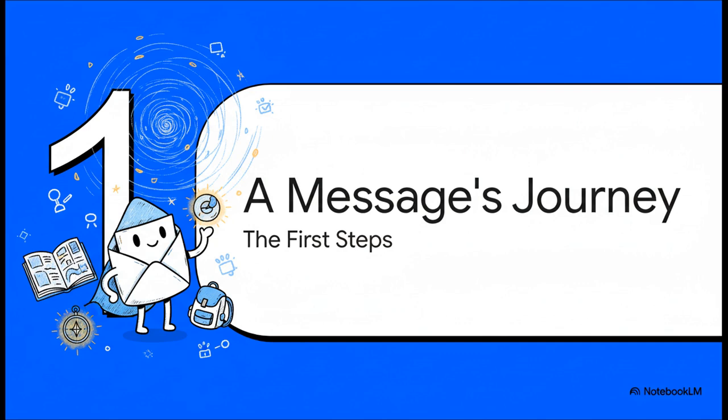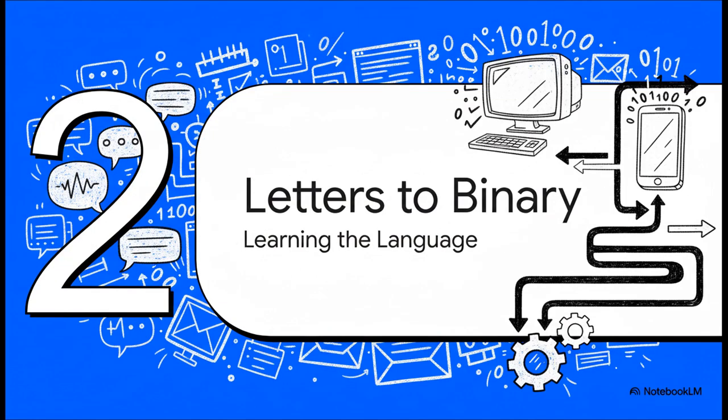Our message is basically the hero of this story, and it's about to go on this epic quest through a wild world of digital networks. But before it can even leave your phone, it has to get ready for the trip. This is where it all starts. The very first hurdle is a language barrier. See, our computers and phones, well, they don't speak English. They speak in numbers. Specifically, they only speak in ones and zeros. So the first thing our message has to do is find a translator.